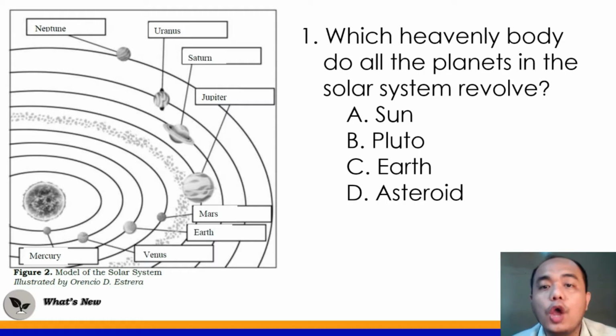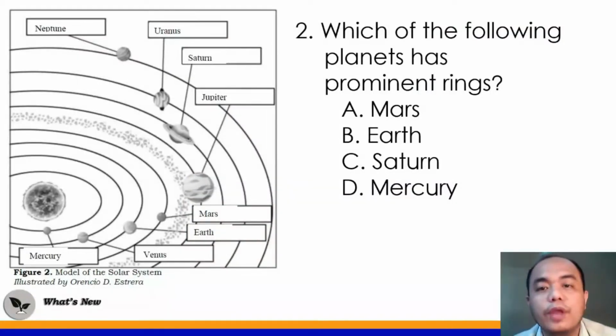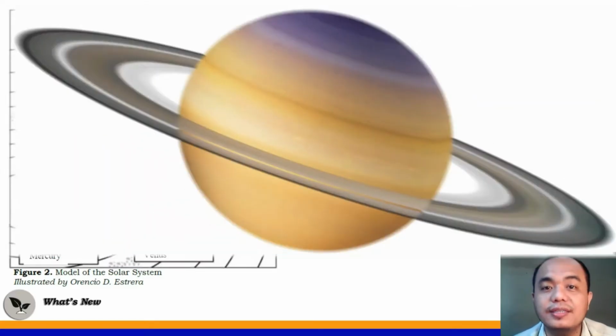Number 1. Around which heavenly body do all planets in the solar system revolve? A. Sun, B. Pluto, C. Earth, or letter D. Asteroid? Yes, the center of the solar system is the Sun, where all the planets revolve. Number 2. Which of the following planets has prominent rings? A. Mars, B. Earth, C. Saturn, or letter D. Mercury? Yes, the answer is Saturn.